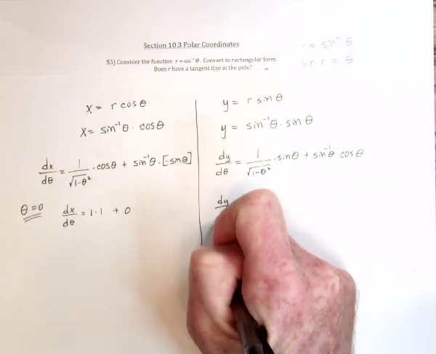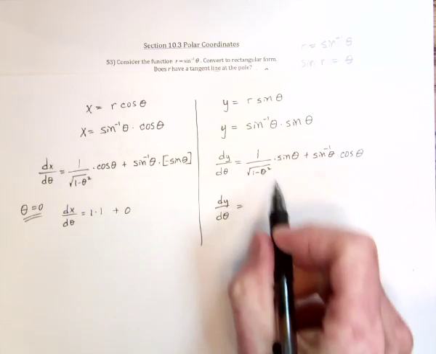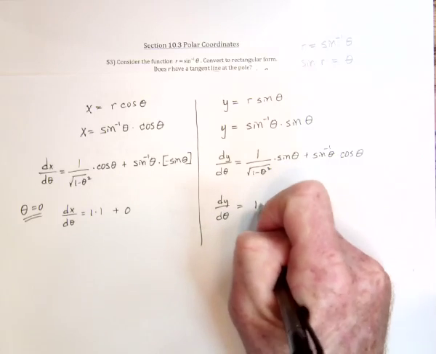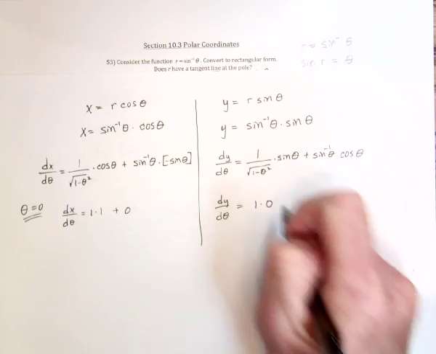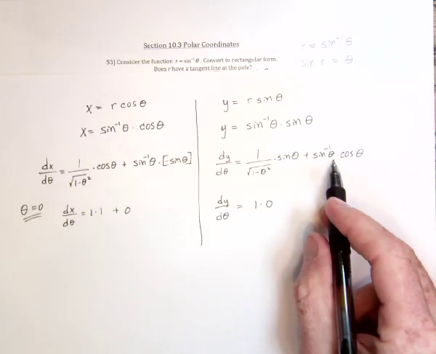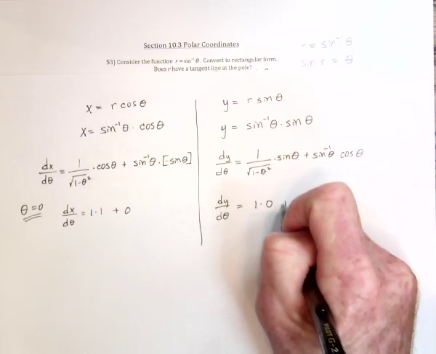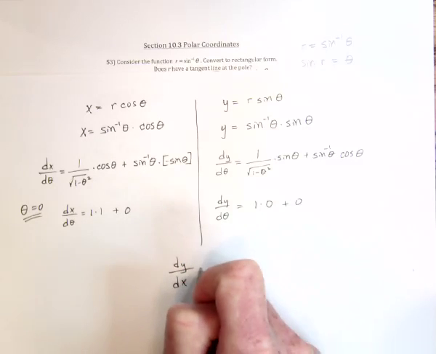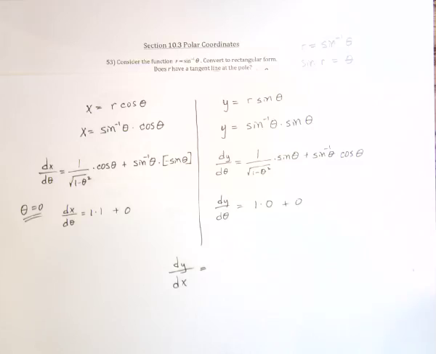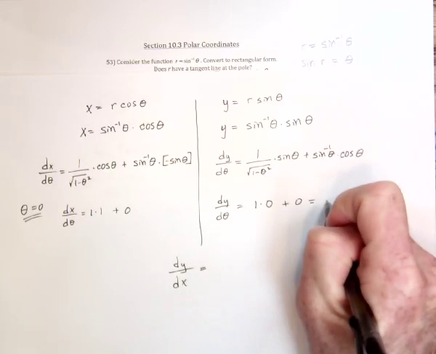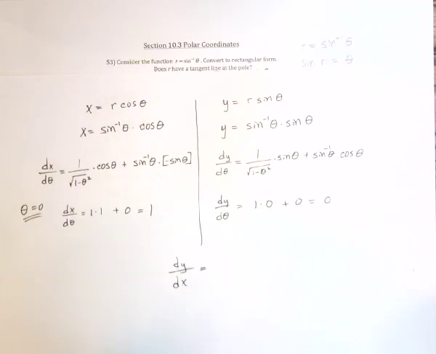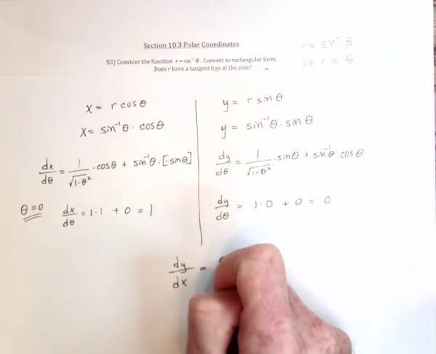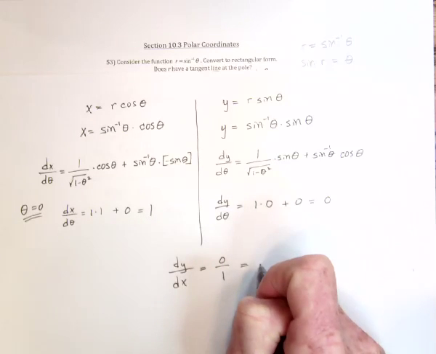dy d theta, again using theta equals 0, this will be a 1 times sine of 0, which is 0. Sine inverse, that's also going to be a 0. So then we have dy dx, which comes from dividing these two, so this one is a 0 and this one is a 1. Amazing, we did all of that work just to get the numbers 1 and 0. So dy d theta over dx d theta, so the derivative is equal to 0.